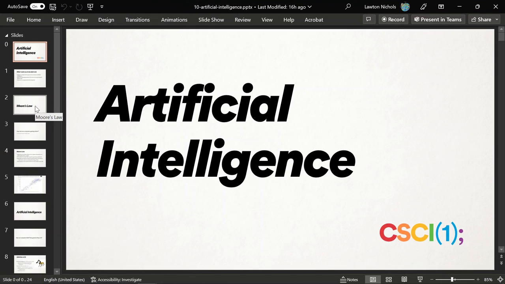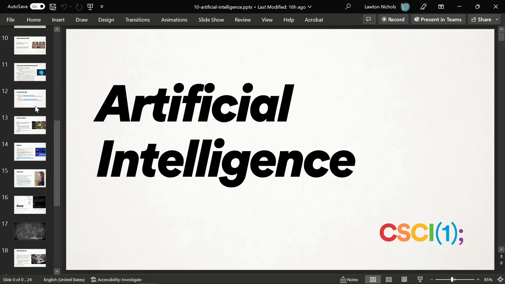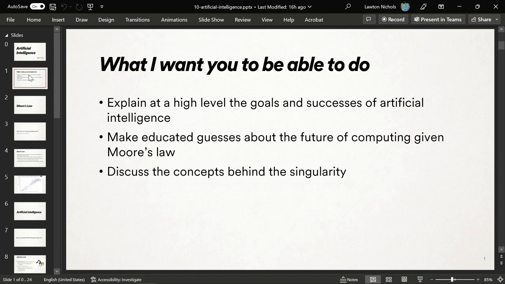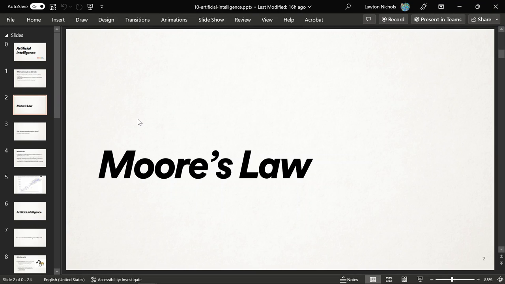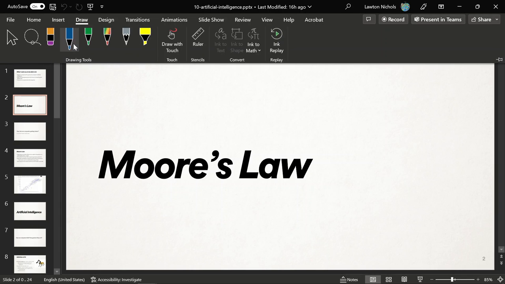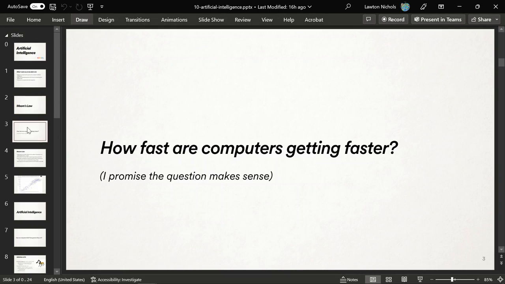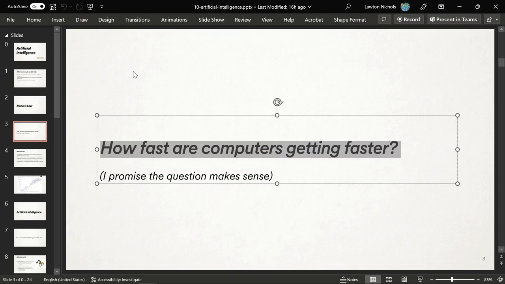Yeah, the next thing I want to talk about then is artificial intelligence. Let's see, where am I going with this? I have a few examples, but we'll get there. Artificial intelligence and machine learning at the same time, essentially, because machine learning, I would argue, is a subfield of artificial intelligence. But the first thing I want to talk about is why our computers are so good these days and why they used to be so slow. Okay? So I want to answer the question, how fast are computers getting faster?